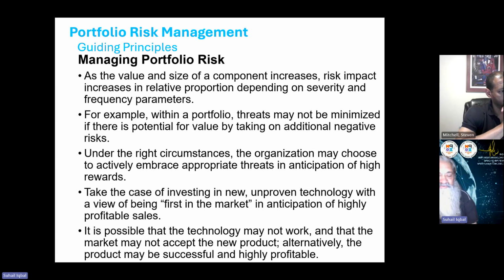So maybe if that is the objective you are pursuing and you are expecting to make a lot of profit out of it, huge benefits are going to come to you, probably you can take a little bit of risk, right? It is possible that the technology may not work, that the market may not accept the product. Alternatively, the product may be successful and highly profitable. So balance it out. What works better for you?